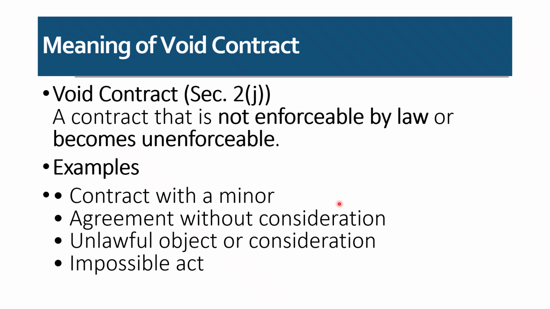For example, a contract with a minor is a void contract. Why? Because a minor is not competent to contract. Similarly, an agreement without consideration is void, except in special cases. If a contract's performance becomes impossible, such as a person dying before a singing performance, the contract again becomes void. So in short, a void contract cannot be enforced in a court of law because there are no rights or obligations on either of the parties.